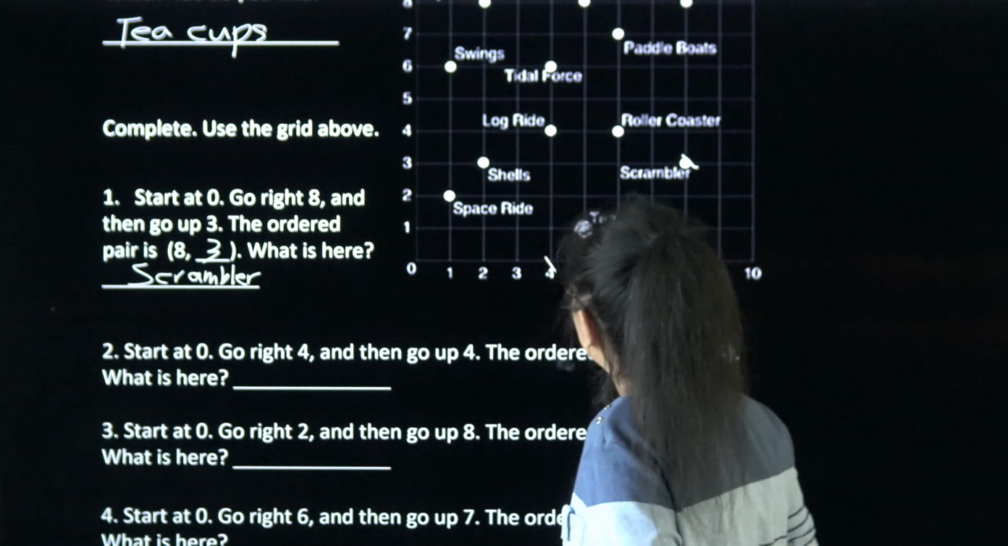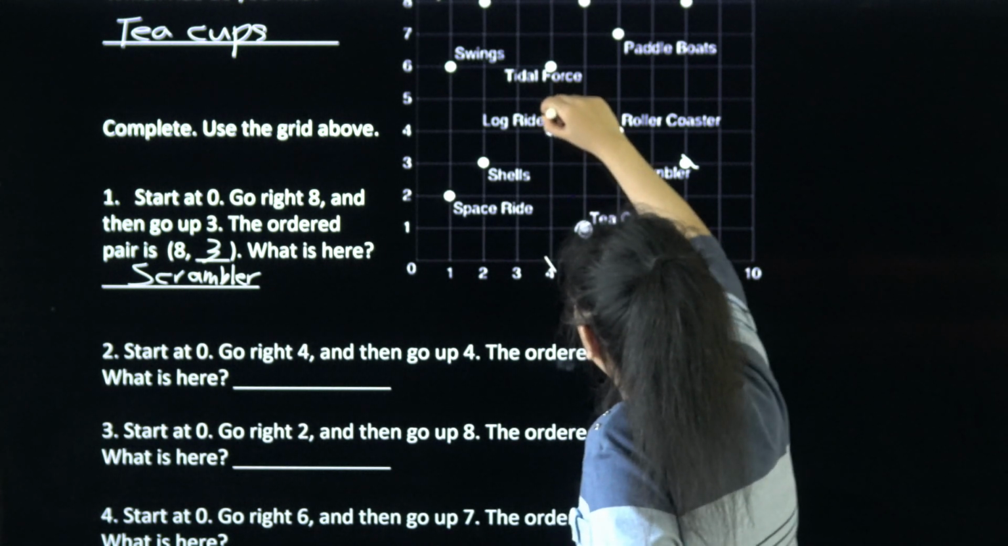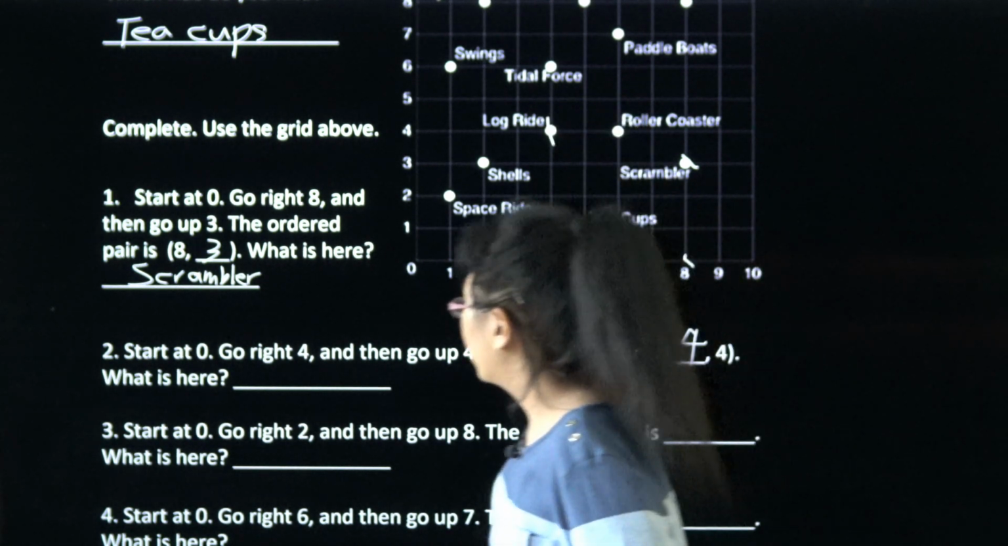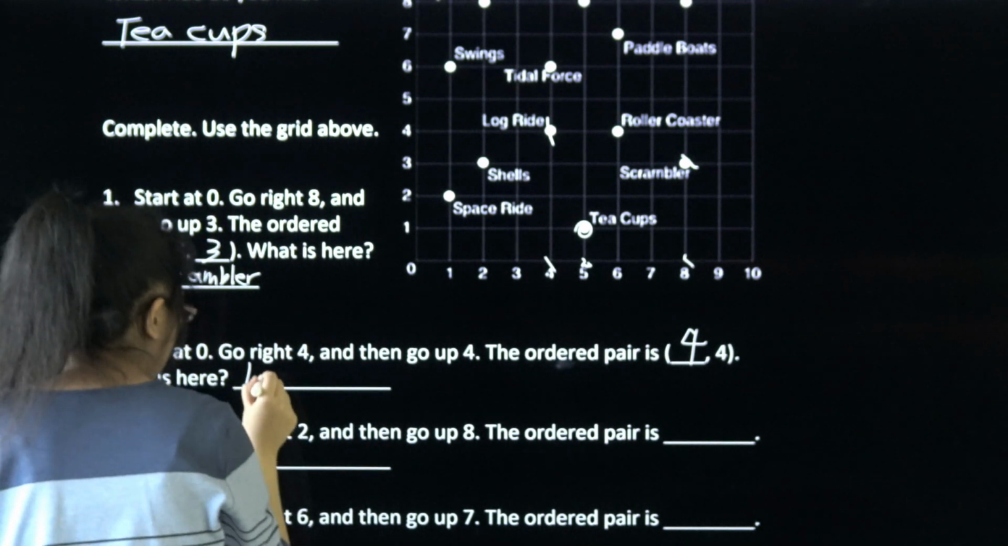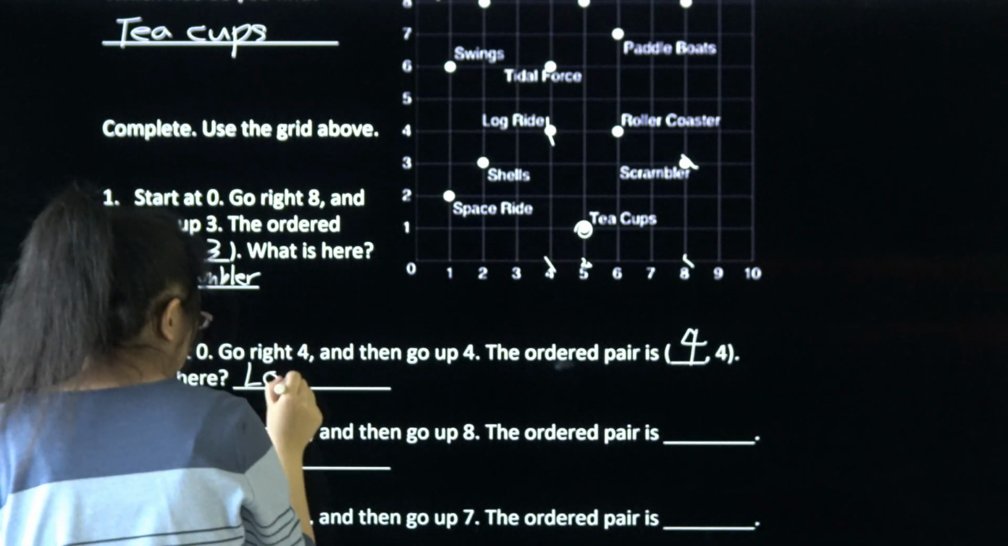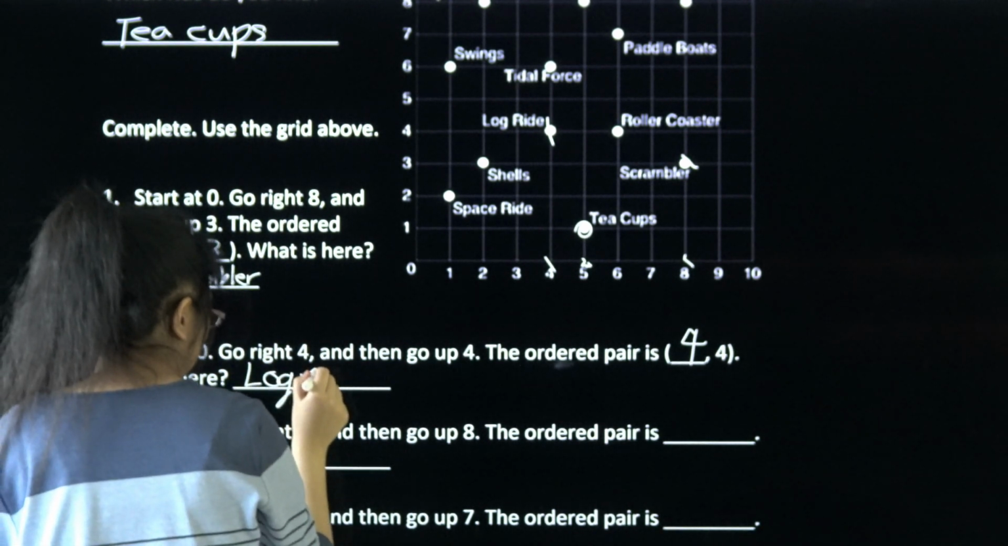What is here? Well, let's do this. 4, and then we go up another 4, and then it's a log ride. So we write log ride.